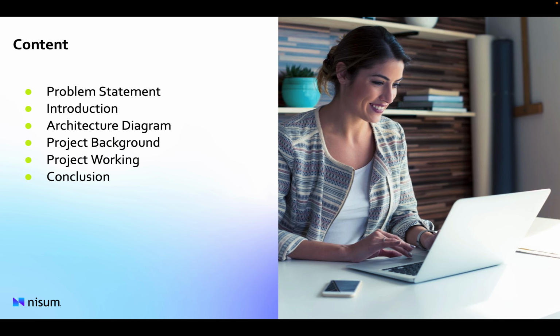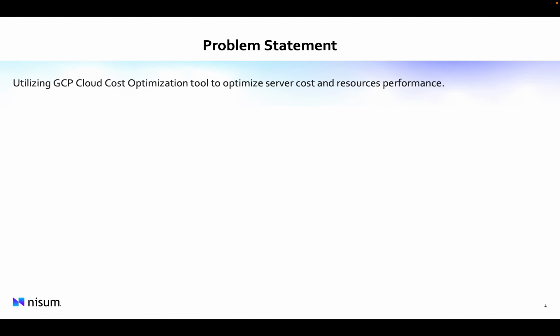Problem statement and introduction. This is the content covered in this documentation. You can see the architecture diagram. You can see the dashboard which we have developed through the data coming from the GCP, and the conclusion. The problem statement: utilizing the GCP cloud cost optimization tool to optimize the server cost and resource performance.